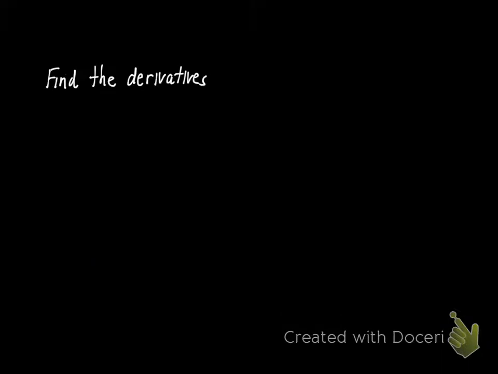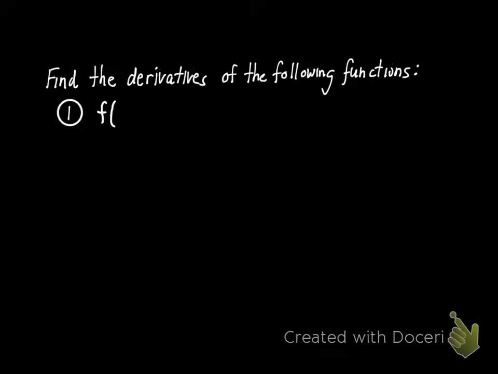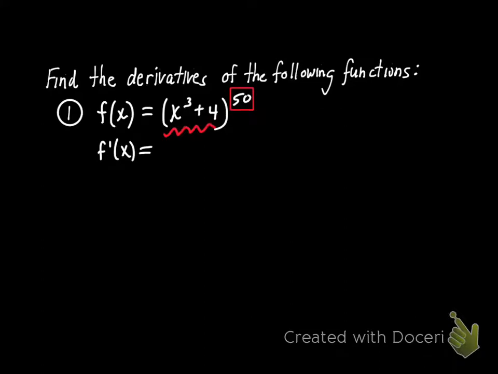Here, the directions for each of these is to find the derivatives of the following functions. The first function is f of x equals x cubed plus 4 raised to the 50th power. So I challenge you to find the inside function. What is the inside function? Well, the inside function is x cubed plus 4. It's some stuff being raised to the 50th power. That stuff is the inside function. There's the inside function, squiggly lined. So I take that stuff raised to the 50th power.